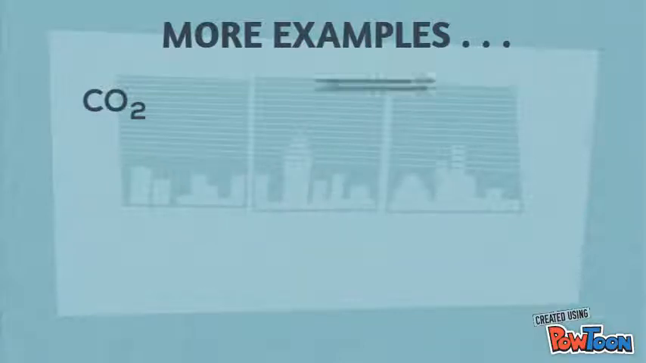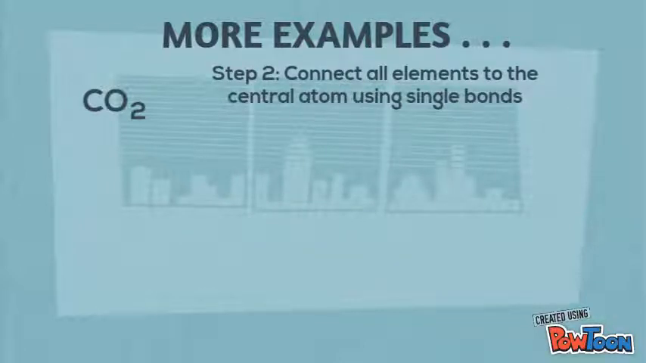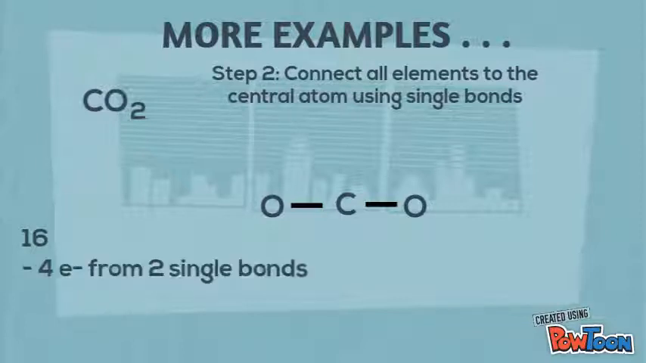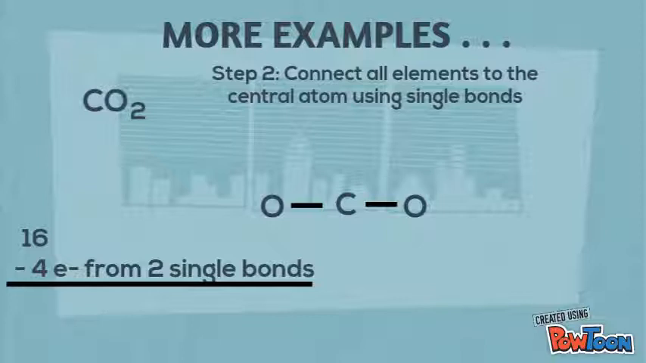Step number 2 is to connect the elements to the central atom. Carbon is our central atom here, so we have carbon in the middle and an oxygen on either side connected with single bonds. We started with 16 electrons. We just used 4 for single bonds, so now we only have 12 more electrons to add to the drawing.